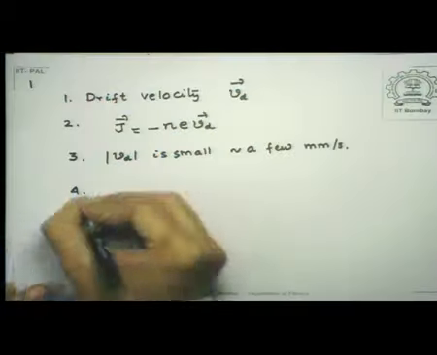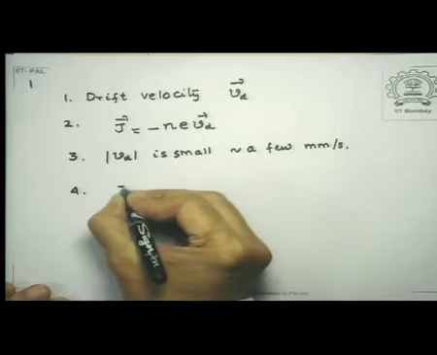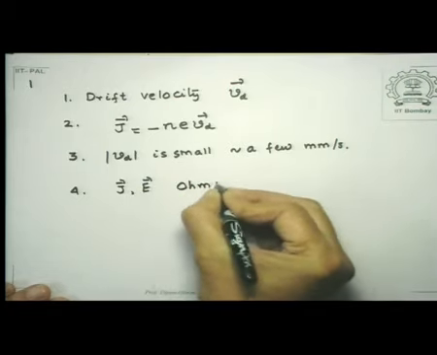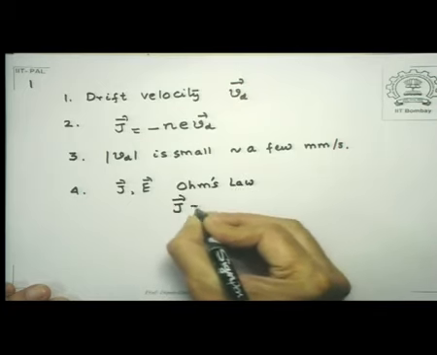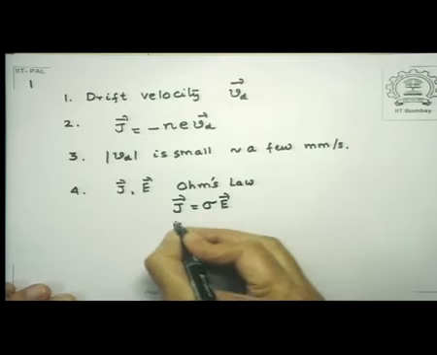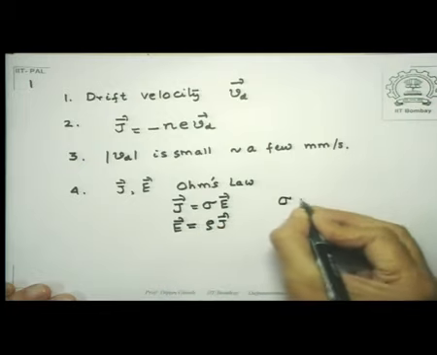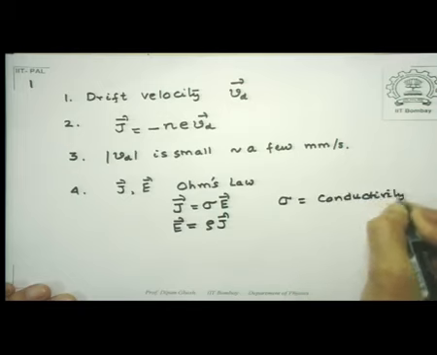Having done that, we found that for a very large class of material, a simple relationship exists between the current density J and the electric field E, and this is known as the Ohm's law. We can write J equal to sigma E, or alternatively the reverse relationship, E is equal to rho J. Sigma is called the conductivity and rho the resistivity.